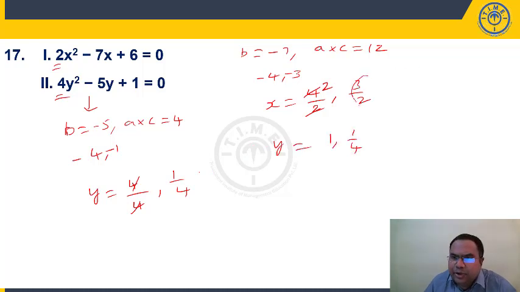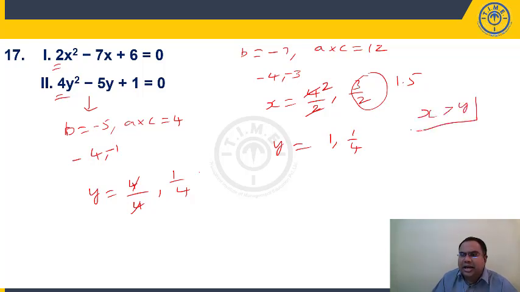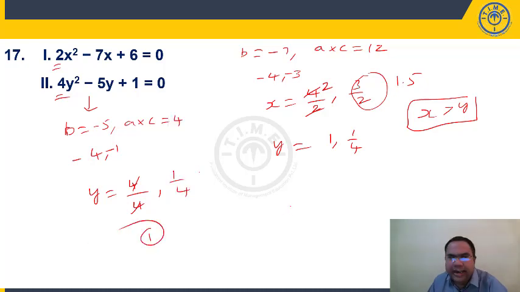Right? So 3 by 2 is obviously 1.5. If you take 2, it is greater than 1. Obviously it is greater than 1 by 4. 1.5 is greater than 1, greater than 1 by 4. So clearly x is greater than y. X greater than y is present in your option 1, right.